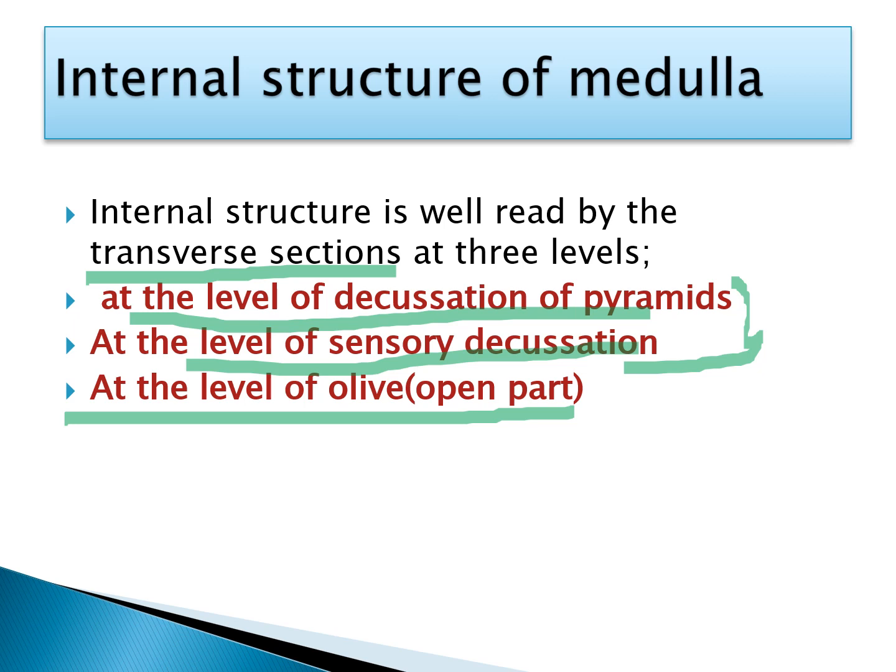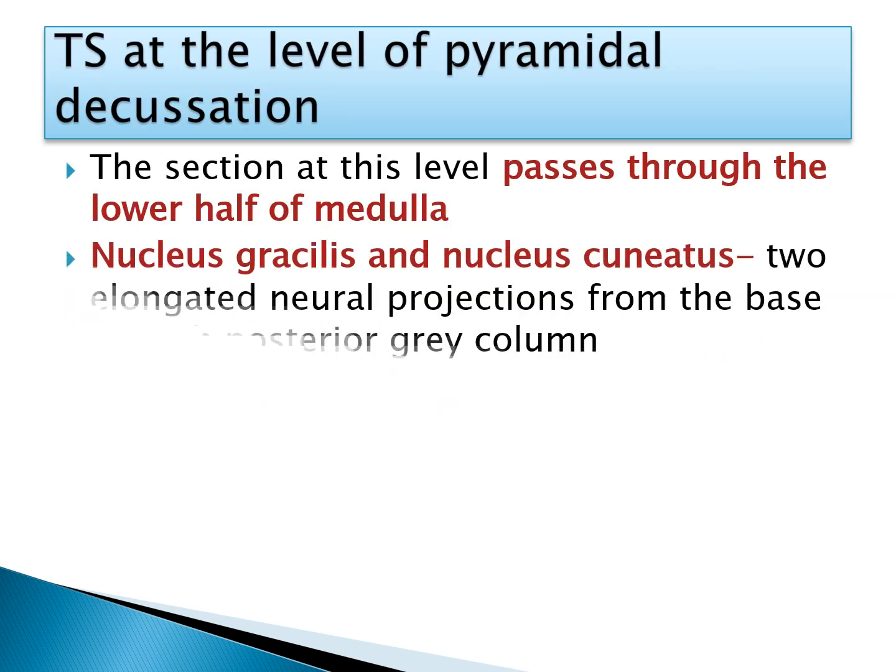So we have learnt pyramids, so they decussate, that is called pyramidal decussation. We will learn what is sensory decussation also. So you have to note which level of this internal structure is asked. Sometimes they may be asked as a 5 marks question for you: draw a neat labeled diagram of transverse section of medulla oblongata at any of these levels. You have to see which level is asked correctly and answer appropriately.